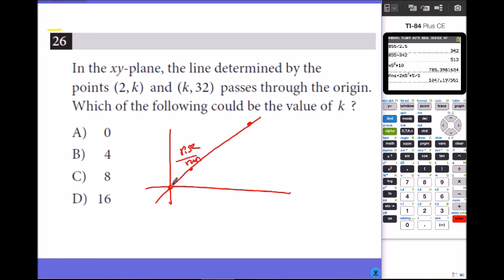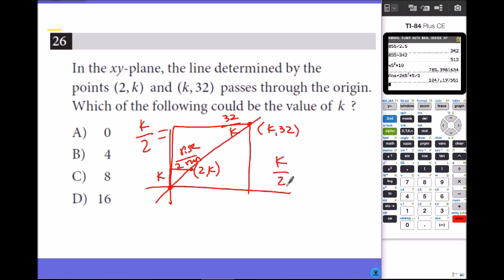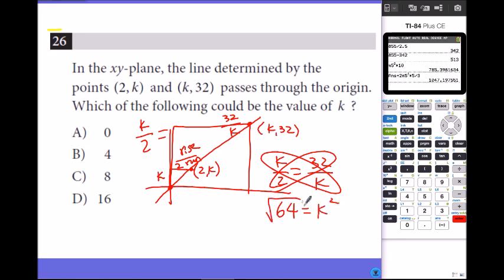So rise over run from 0 can be written as k over 2, right? If this is (2, k), the rise is k over 2, which should equal the same slope. For (k, 32), the rise over run will be 32 over k, right? So you set k over 2 equal to 32 over k. Cross multiply, you get 64, 32 times 2 is 64. k times k is k squared. So when you square root both sides, k equals 8.